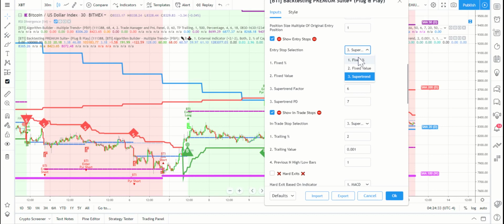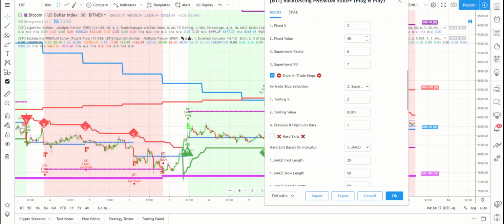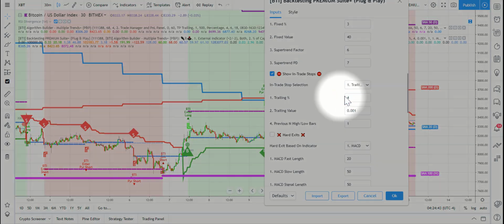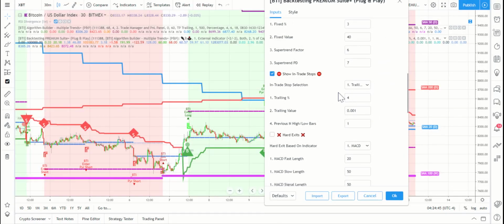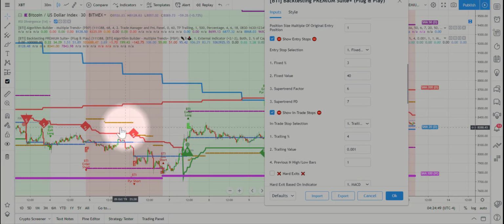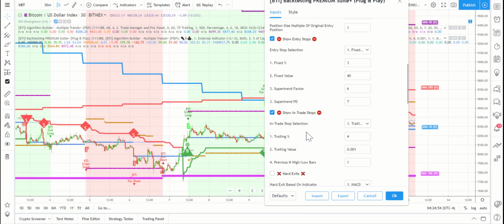Taking here a simple example, you may define an entry stop based on a fixed percentage value, and an in-trade stop based on a trailing stop percentage. This is how a trailing stop is managed with the engine. Fixed percentage, or price value for the entry stop, then a trailing, for the in-trade stop loss.